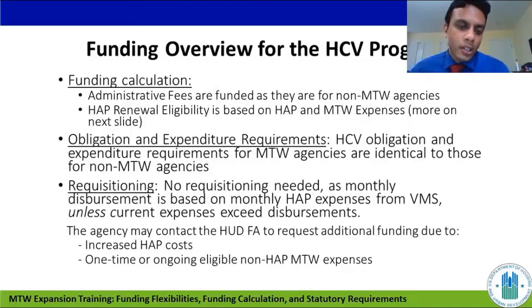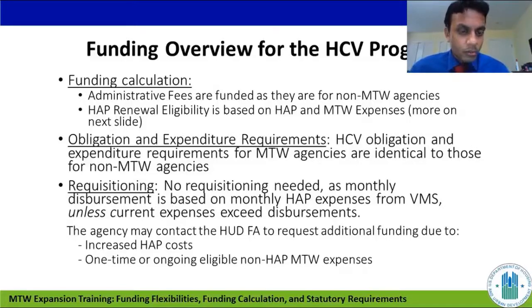So currently, for non-MTW agencies, your renewal is based on just HAP expenses, but here we have incorporated MTW expenses within your renewal eligibility formula. The obligation and expenditure requirements are the same as they are for non-MTW agencies.